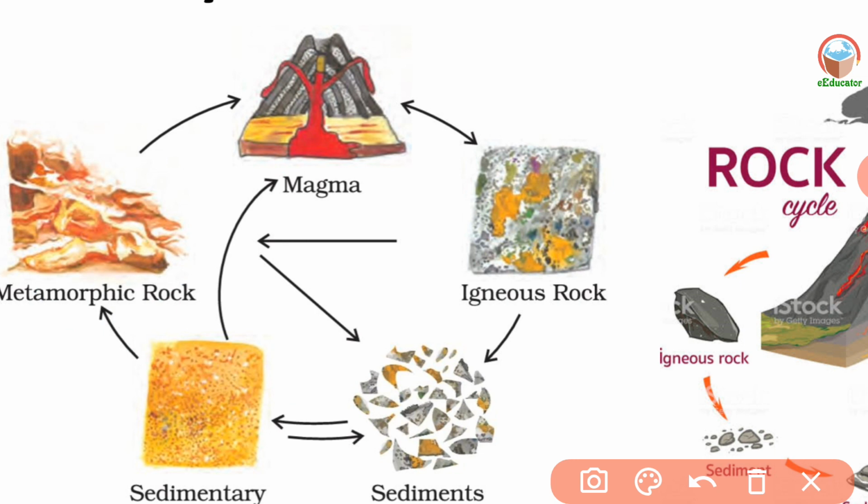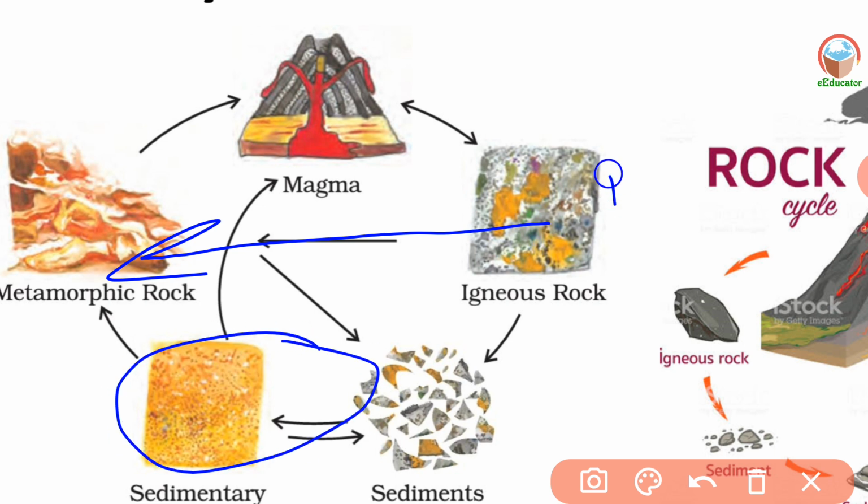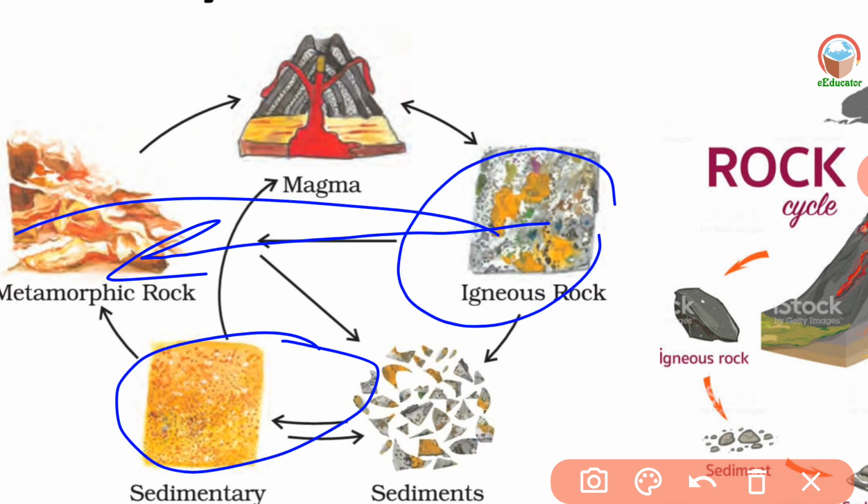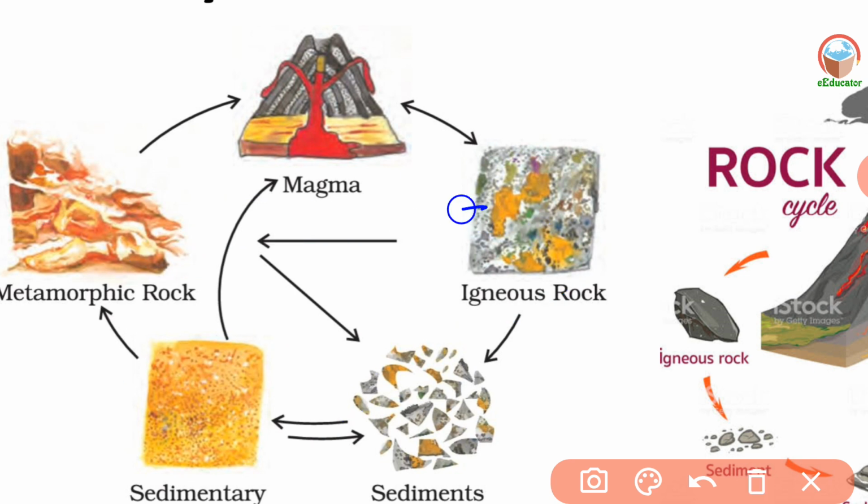It may be possible that igneous rock transforms directly into metamorphic rock, without becoming sedimentary. Igneous to metamorphic directly. Another way is igneous to sedimentary rock, and sedimentary may go directly to magma, and may not become metamorphic. So these are the paths of the rock cycle.